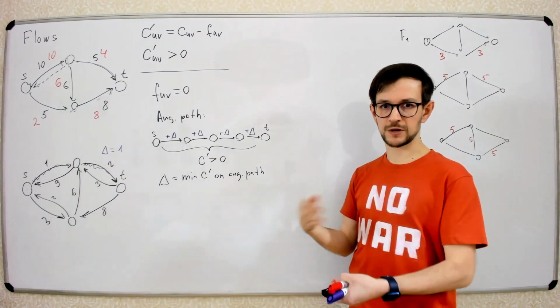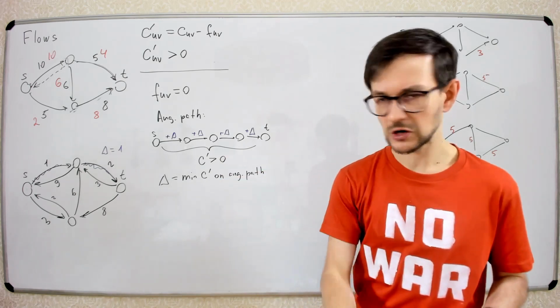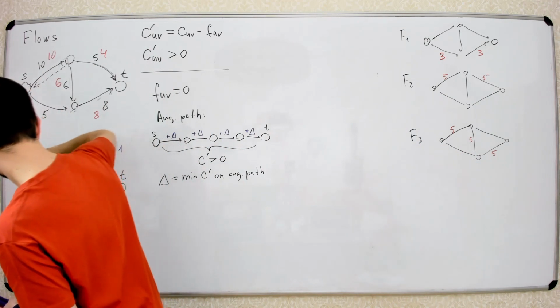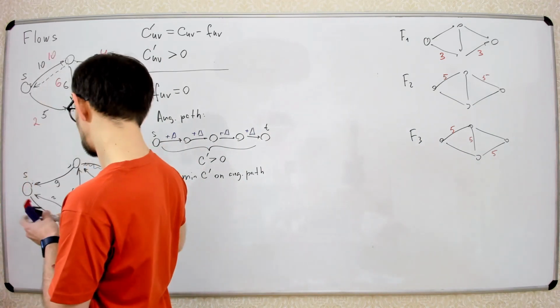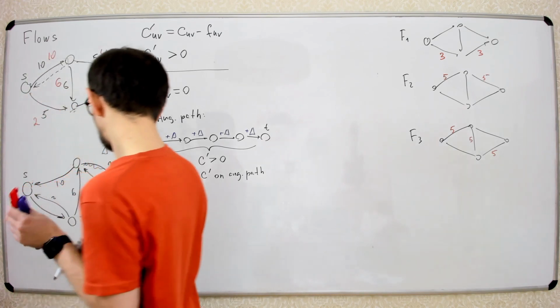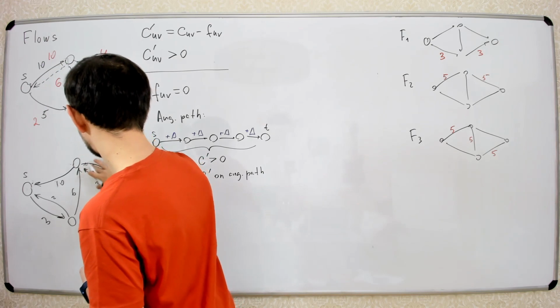Now we rebuild the residual network again. No, I will not rebuild it from scratch. I will just update it, right? So I will update my residual network. Here I will have 0. Here I will have 10. Here I will have 1. And here 4.